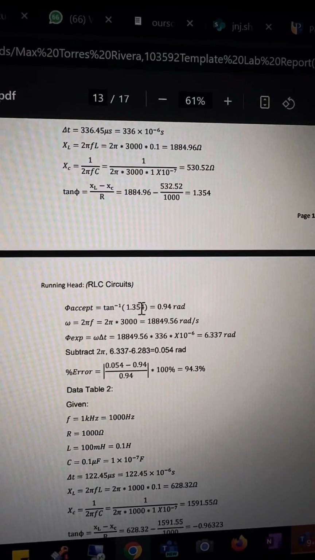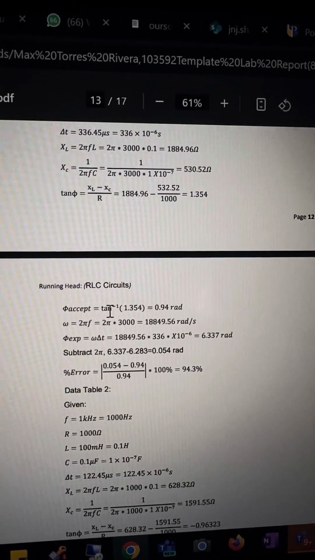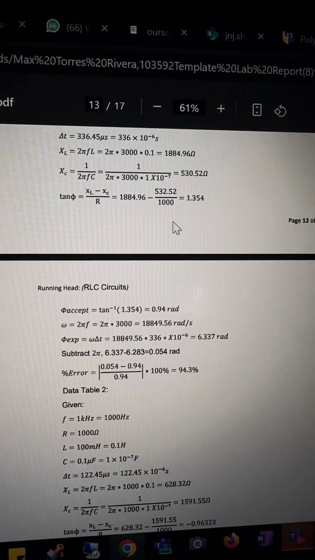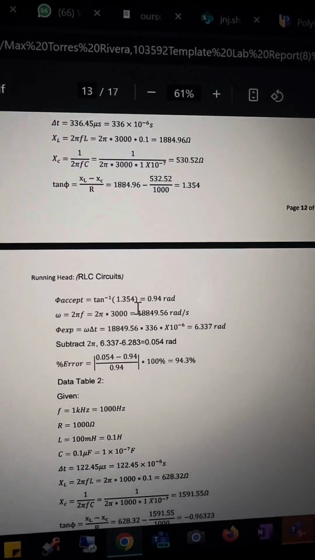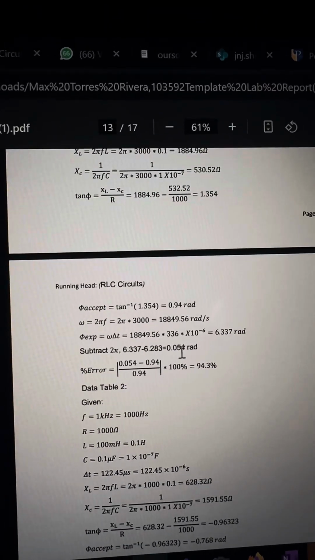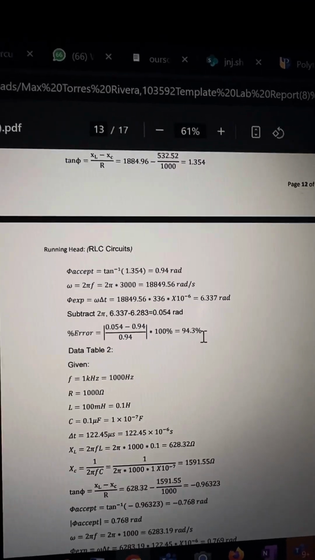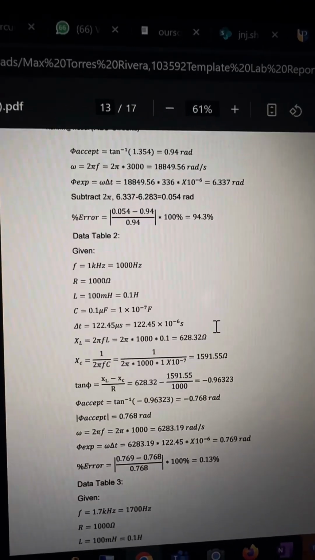the accepted value, and we use the formula arctan, and we put our value from tan that we already got to have our angle in radians. After that, we calculate our percentage error, and we'll plot all those values on the data table 1.